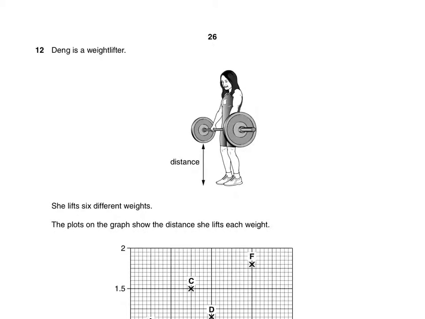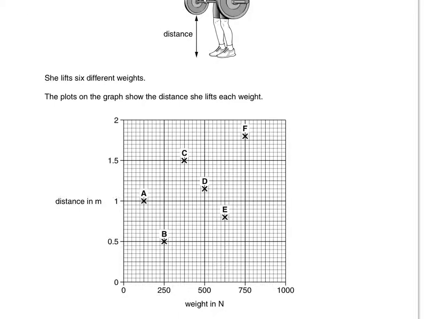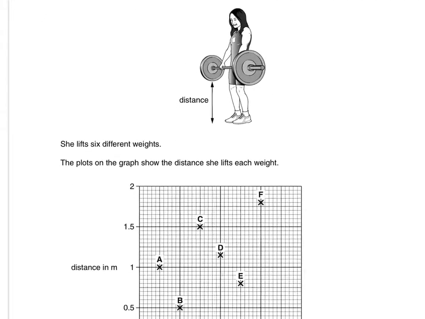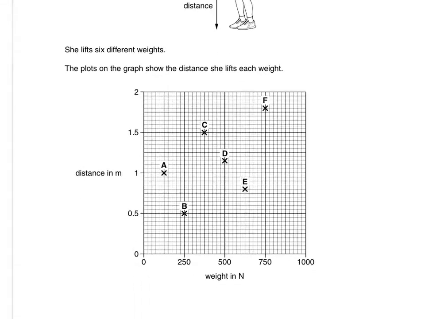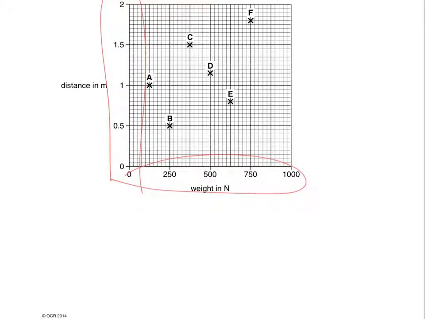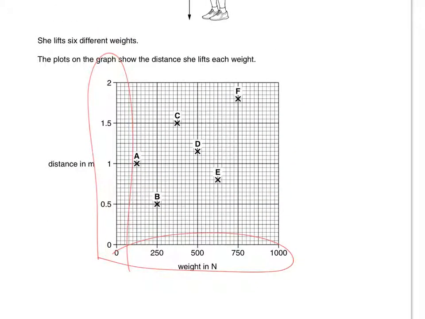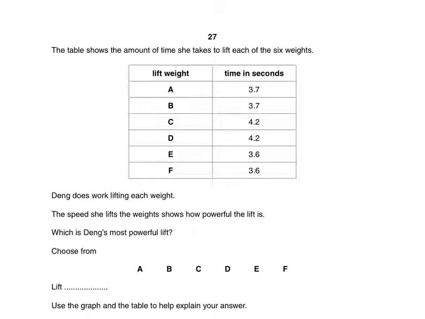Blank page, and here we are. Right, so another weightlifter. They love the weightlifters in this paper. So she lifts 6 different weights. The plots on the graph show the distances she lifts each weight. So we've got various different weights in newtons along the bottom, and then we've got the distance she lifts those weights in meters. Okay, fantastic. So we move on to the next page where he'll be asking us some questions about it.